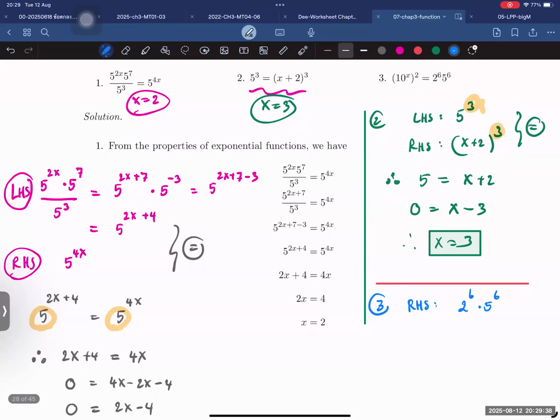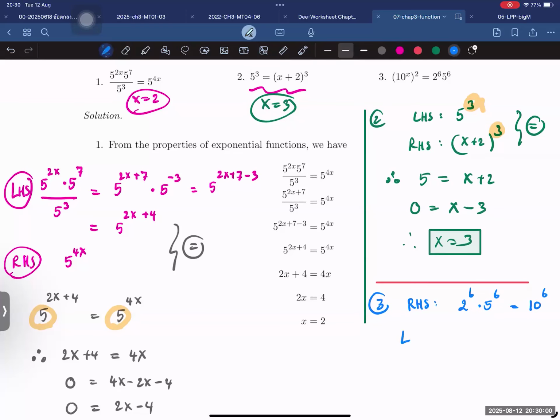So the same power, maybe if you want, we can multiply the base. It's going to be 10 to the power of 6. Yeah, there are many ways to solve this problem. One way is if we combine this, it's going to be 10 to the power of 6. And we can see that the left-hand side is 10 to the power of x squared. And we can have 10 to the power of x times 2, or 2x.